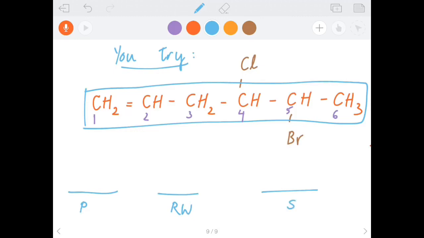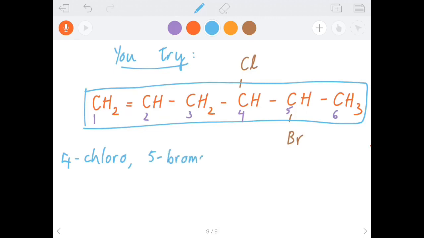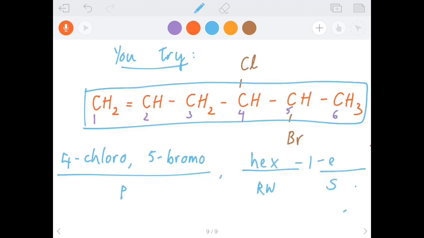We're going to have a prefix, root word, suffix. Now if you notice, we have two prefixes, one chloro which is at the 4th position and one bromo which is at the 5th position, and let us see how we could write it. I could write it as 4-chloro, 5-bromo, and that altogether would become my prefix. I have 6 carbon atoms in my longest chain, so that's going to be hex. And I have a double bond at the first position, which is going to be ene.